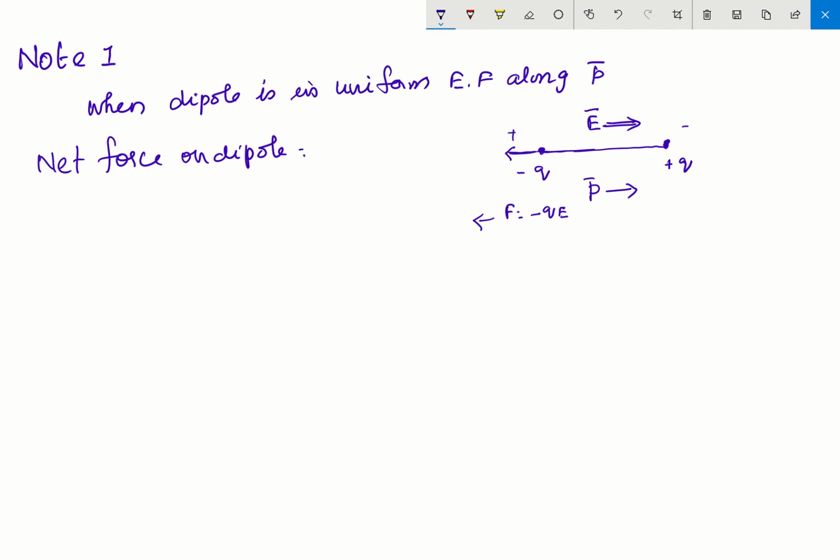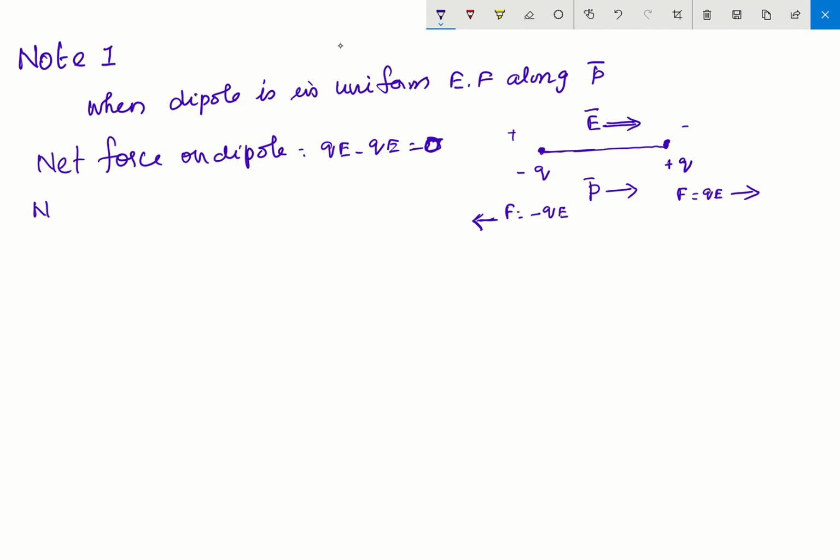On the positive Q, the force is attracted towards the negative side, therefore F equals QE in this direction. Therefore both the forces are equal and opposite. QE minus QE, they will cancel, so the net force is equal to 0.